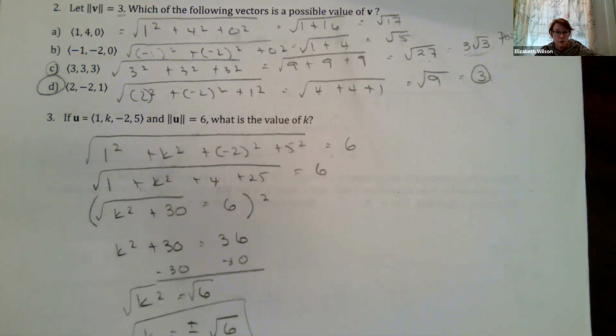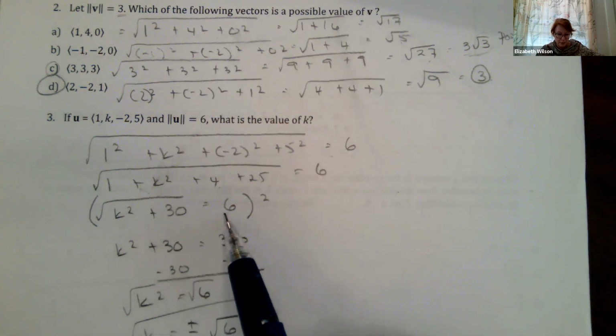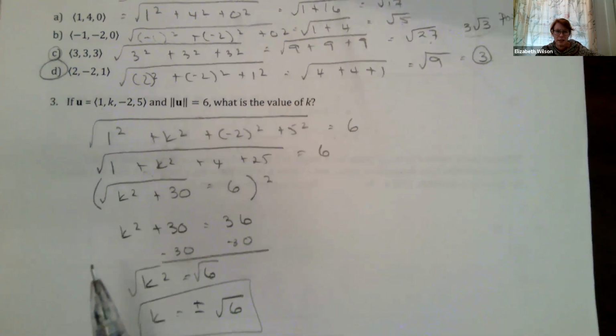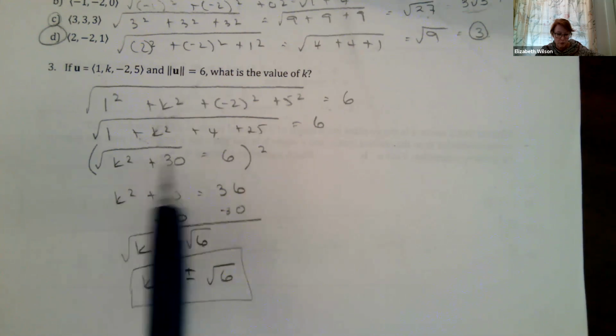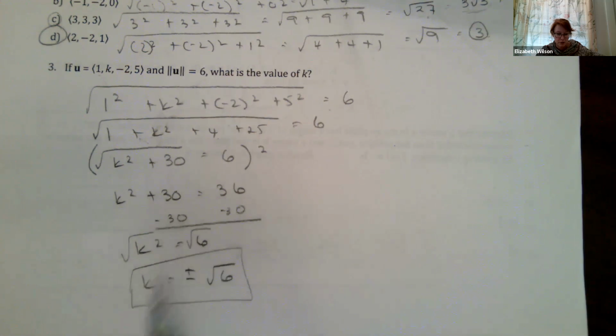I was told that the magnitude equals 6. Now I combine all the numbers and I have the square root of k squared plus 30 equals 6. I want to solve for k, so I have to get it outside the radical. I square both sides of my equation, which gets rid of the radical. 6 squared is 36. I subtract 30 from both sides and get k squared equals 6. I take the square root because I want k, not k squared. So k equals, and remember, it's plus or minus. When I take the square root, it's plus or minus, because if I square a positive radical 6, I get 6, and if I square a negative radical 6, I also get 6. So those are possible values of k.